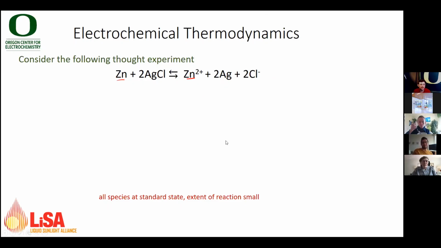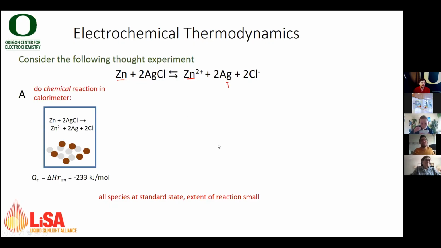Do you think this is a spontaneous reaction or not? Silver's a noble metal, right? So if it's a noble metal, it means it likes to be silver 0, or in the 0 valence state. And zinc is actually a common chemical reducing agent, right? Zinc metal. So, as chemists, we know this is a downhill reaction. This is going to release heat as it goes.